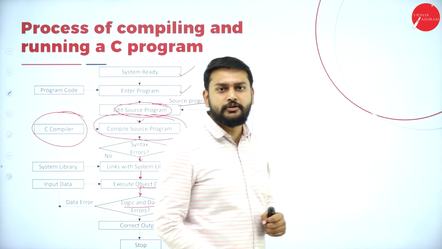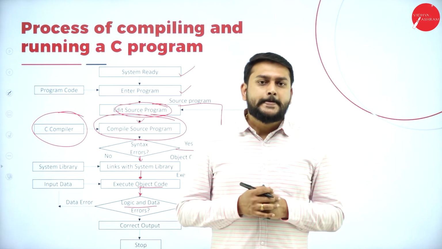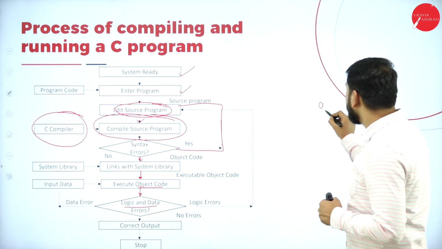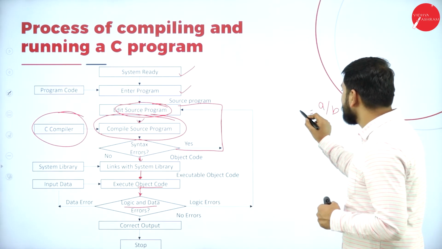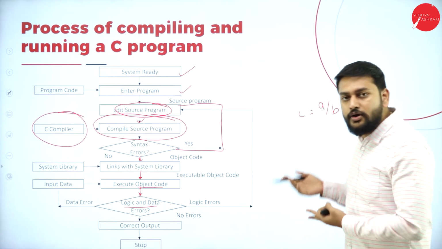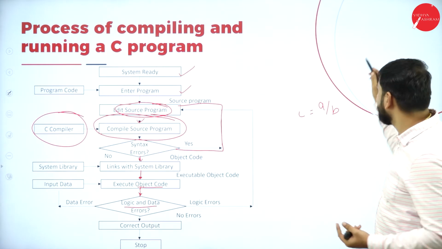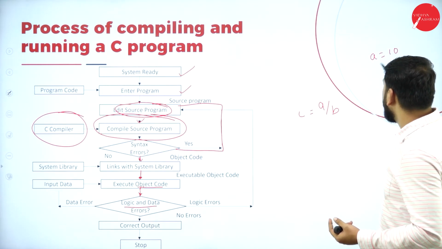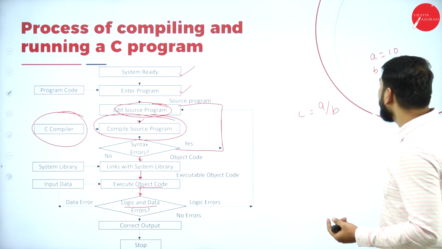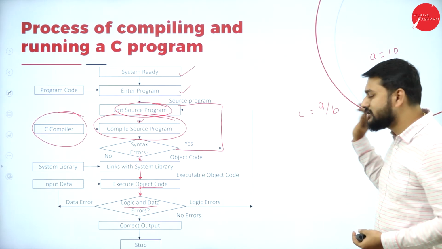Say for example, if I say A divided by B, what is that? C is equal to A divided by B. Can I do this? Yes, you can do this. Any mistake in this? No. For example, A is 10, B is 20. Can I write this? Yes. So whatever value I get, I will be storing it in C.